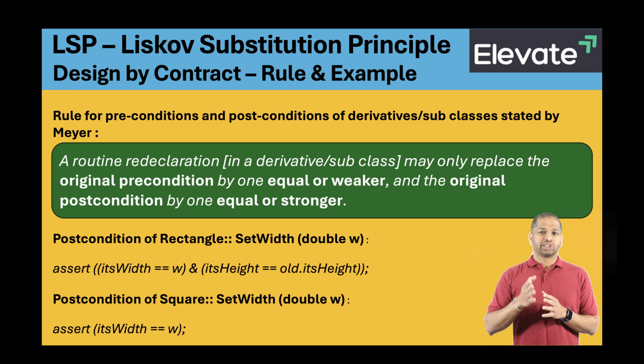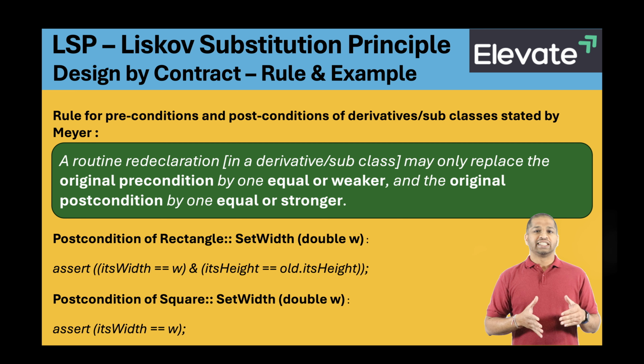Let's try this with the square and rectangle example that we discussed earlier. In this example, the rectangle's set width method had a post condition with two invariants. It said after the method set width is executed, its width should be the new width and its height should be its old height. But if you see the post conditions of square, we are dropping the height invariant and we are asserting only the width equal to the new width. So we are dropping a part of its post conditions. So we are actually making the invariant weaker in the derivative class.